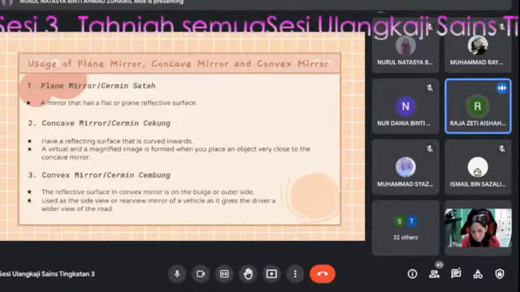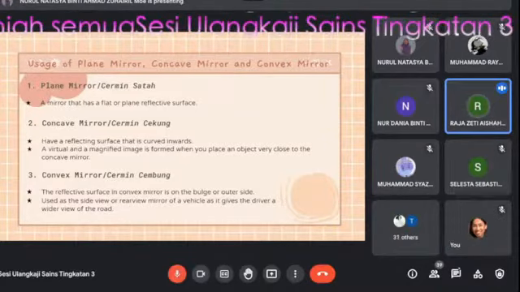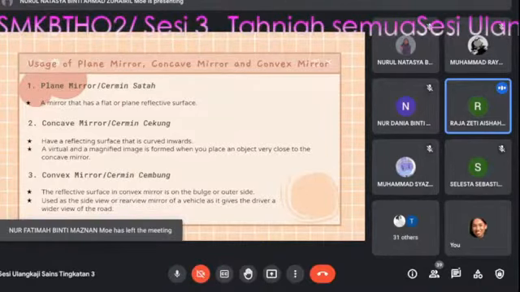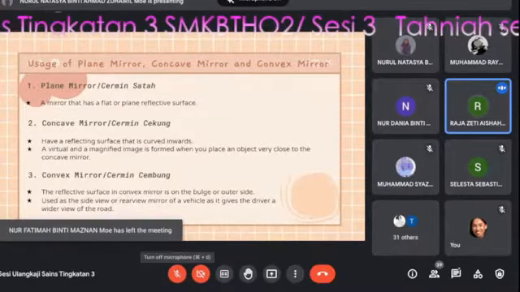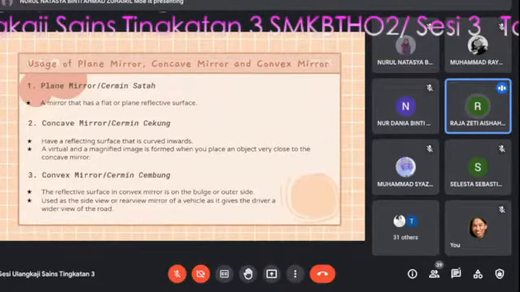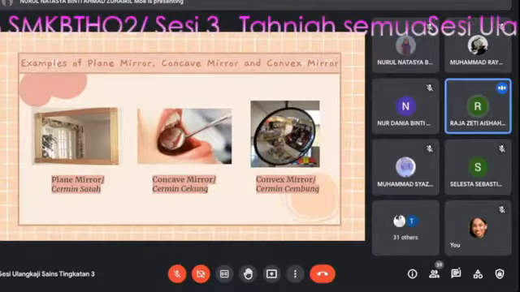And lastly, convex mirror. The reflective surface in a convex mirror is on the bulge or outer side, and it is used as the side view or rear view mirror of a vehicle, as it gives the driver a wider view of the road. In the next slide, you can see examples of plane mirror, concave mirror, and convex mirror.